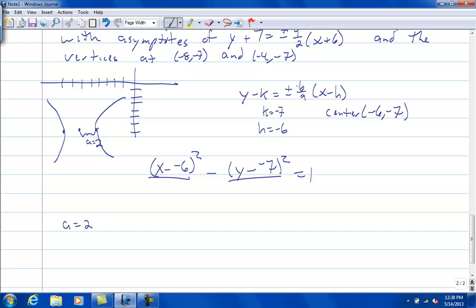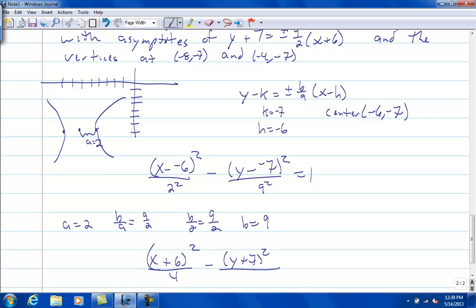We also know the slope here, b over a, is 9 halves. So b over 2 is 9 over 2, therefore b must be 2. Nope, b must be 9. Gotcha on that one. So this is going to be 2 squared down here. This is going to be 9 squared. So it's x plus 6 squared over 4 minus y plus 7 squared over 81 equals 1.